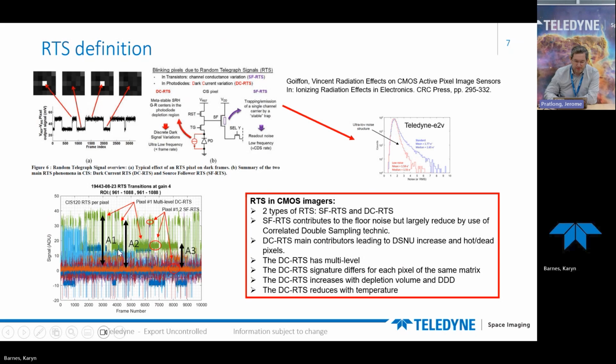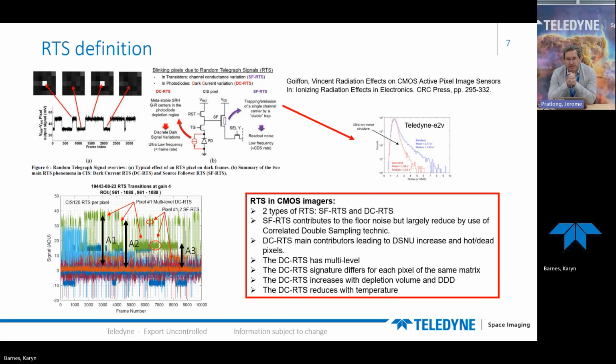These are 3 types of defects that create different variation with different amplitude. On each level, we can see here or here some quick variation that represents the RTS from the source follower. The important point is that we have 2 types of RTS: one from the source follower, and one from the photodiode that we call dark current RTS.